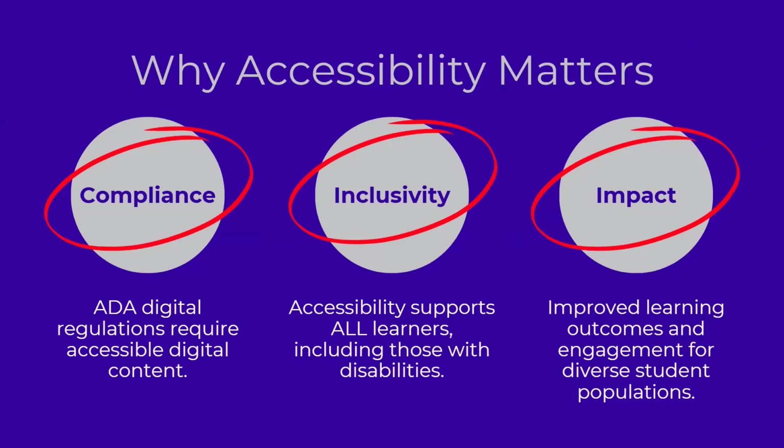So to start off, accessibility isn't just about meeting the legal requirements, although as we know, that is really important. It's about creating an environment where every student can succeed. This benefits all of our learners, not just those with disabilities, while improving our learning outcomes and our engagement.